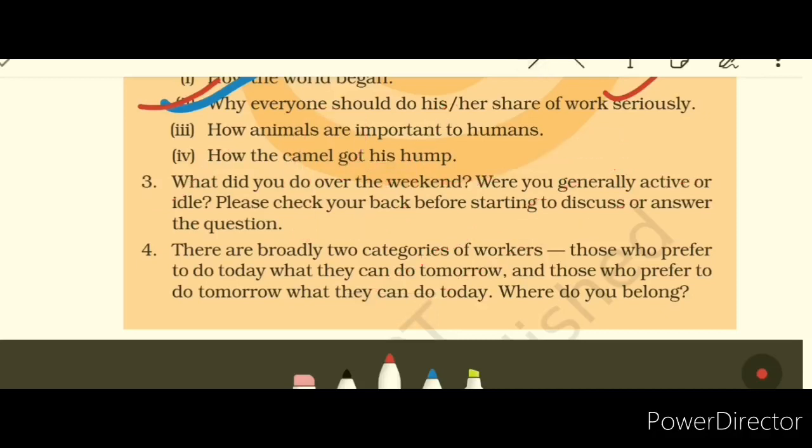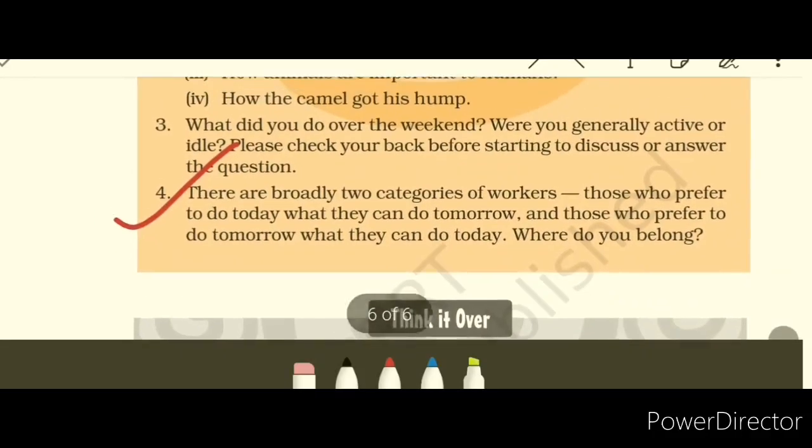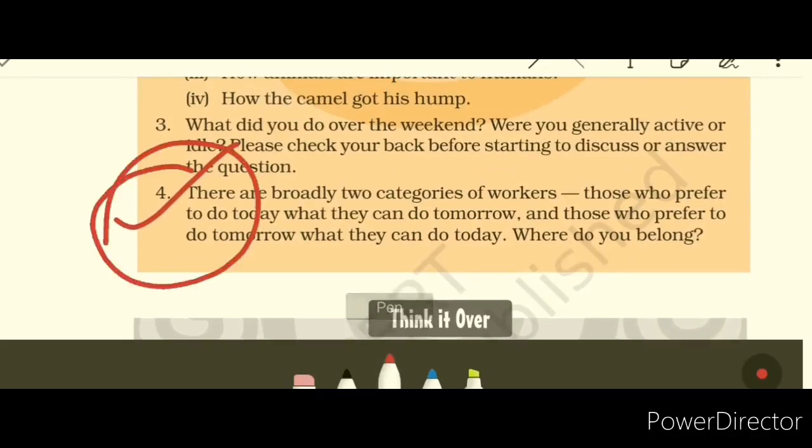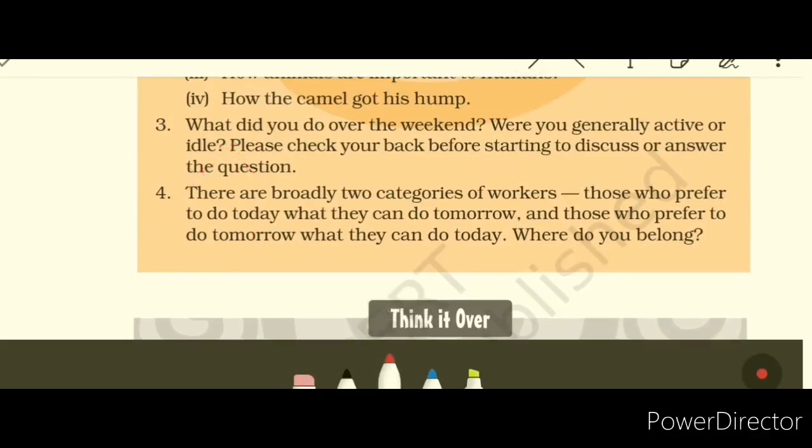Okay. Fourth question. There are broadly two categories of work: those who prefer to do today what they can do tomorrow. Very important point here, class. And the second class is those who prefer to do tomorrow what they can do today. Where do you belong? Very important, serious question. You have to do what is to be done today, right now. That is the most important time for you. In 7th standard, you learnt a story that already highlighted the importance of doing work at the present moment, isn't it? So that is what.